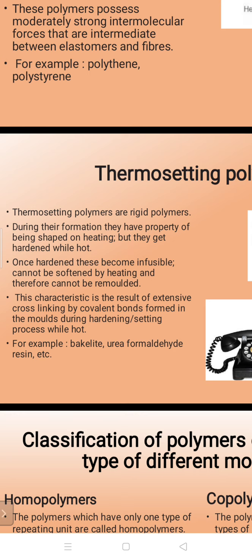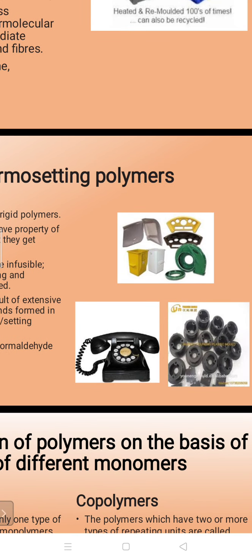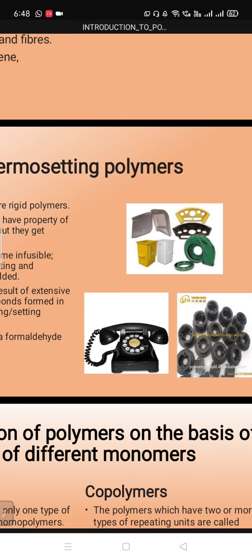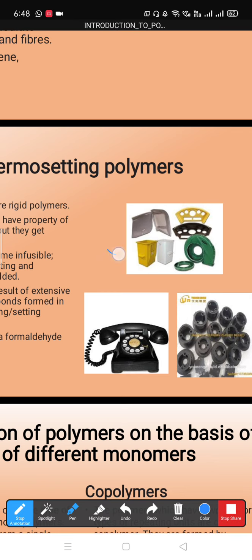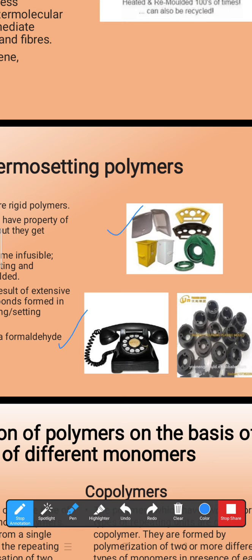This characteristic of the fiber is a result of extensive cross-linking by covalent bonds which are formed in the molds during the hardening or setting process while hot. For example, they give Bakelite and urea formaldehyde resin, and by using such thermosetting polymers we can get such types of products. This first one, second one, this third one. So these fibers are obtained with the help of thermosetting polymers.